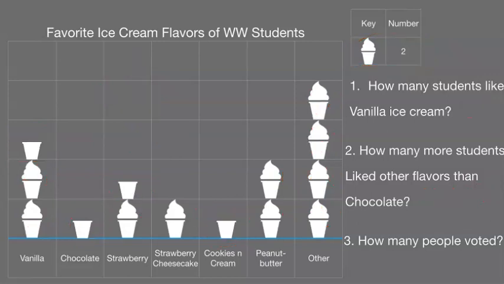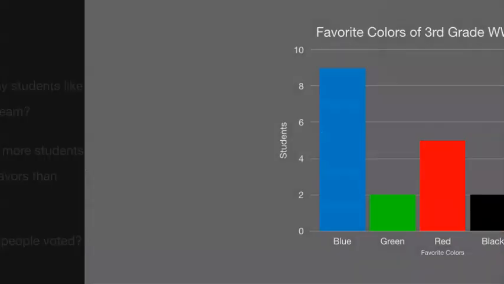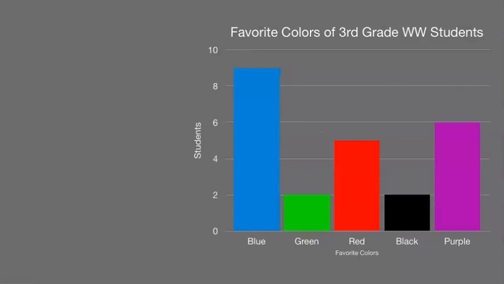Fantastic. So let's take a look at our next graph. And our next graph is a vertical bar graph. And you can see right on here, I've got my title. So I've got my title, Favorite Colors of 3rd Grade Washington West Students. I've got my colors down below that were selected. I've got what goes up the side, but it's the students. And here is my interval.